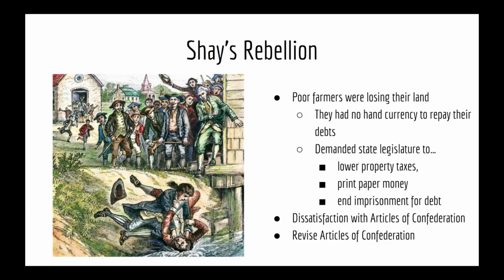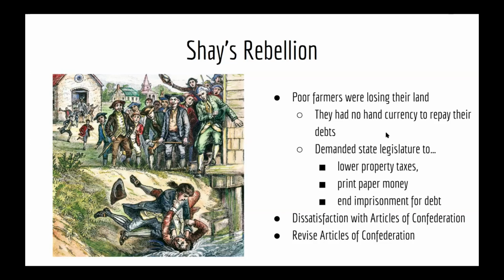So Shays Rebellion was basically a bunch of farmers, many colonists, who felt that the Articles of Confederation needed to be revised. They demanded lower property taxes, they demanded printing paper money, and they wanted to end imprisonment for debt, because that really followed the British system, where if you had debt, you were imprisoned, and many didn't like that. They wanted a brand new, much more efficient form of government. So they wanted to revise the Articles of Confederation.